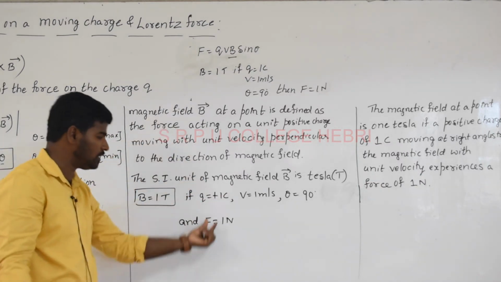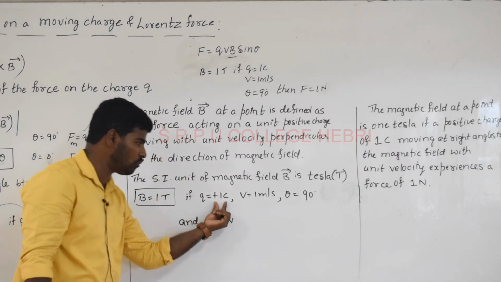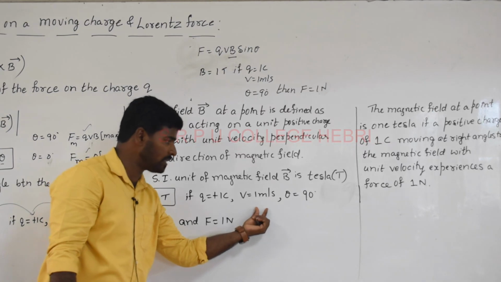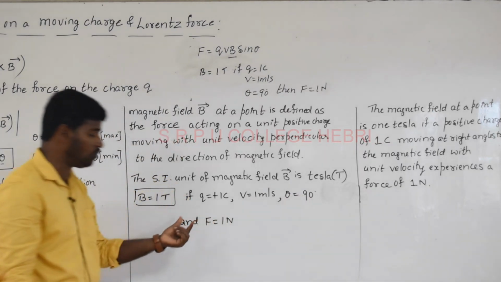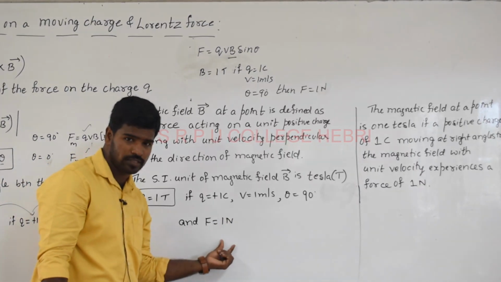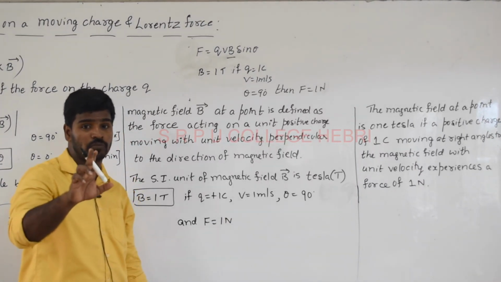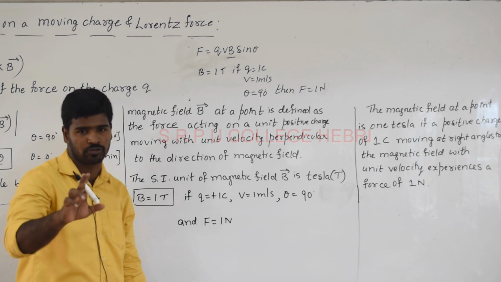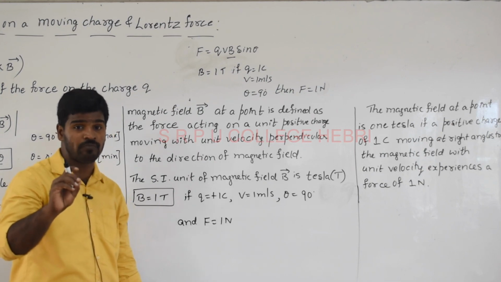Same, whatever term I have written there, that is what is written here. If Q is equal to 1 coulomb, V is equal to 1 meter per second, theta is equal to 90 degrees, then it experiences a force of 1 Newton. Based on this, the term we have defined is known to be Tesla. Very important, one more question: define SI unit of magnetic field.